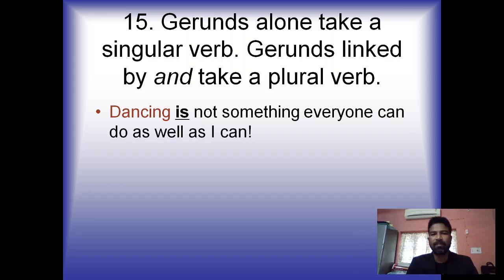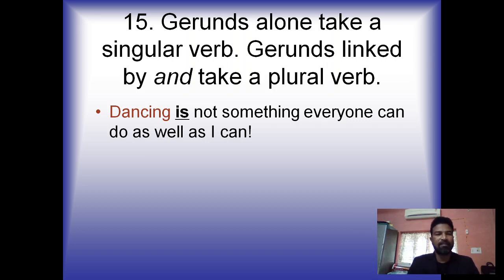Dancing is not something everyone can do as well as I can. Dancing, the ing form of the verb, is usually called a gerund. When ing forms are used as subjects, as nouns in the sentence, we call them gerunds. Are we clear? So what is a gerund? A gerund is the ing form of the verb, which is usually treated as a subject, as a noun in the sentence.